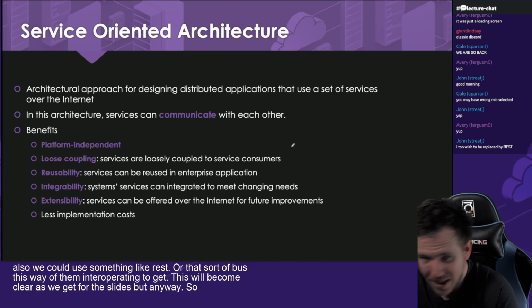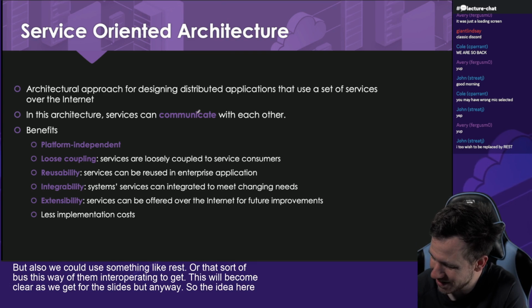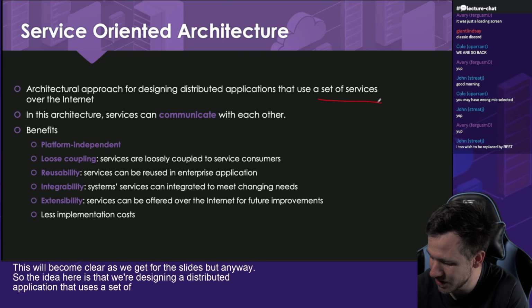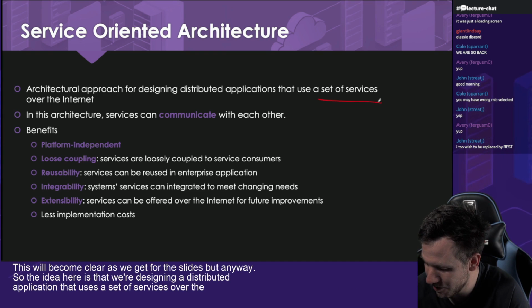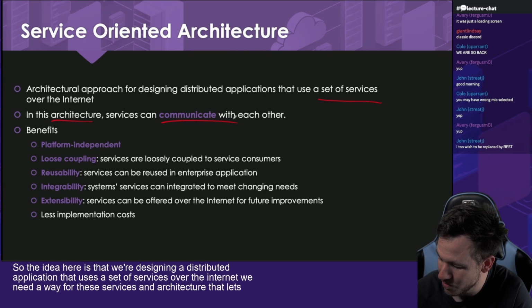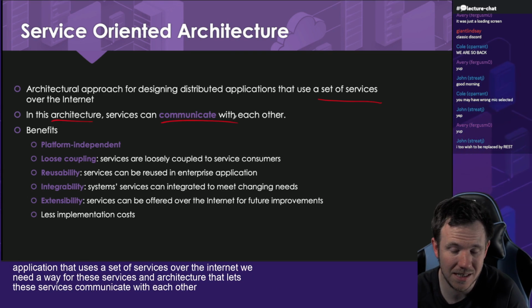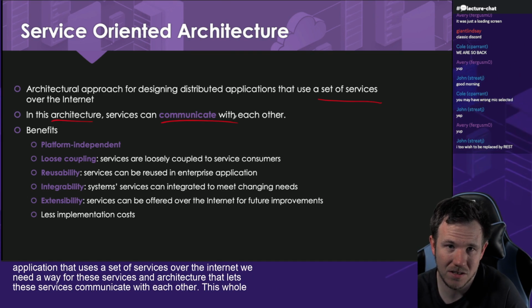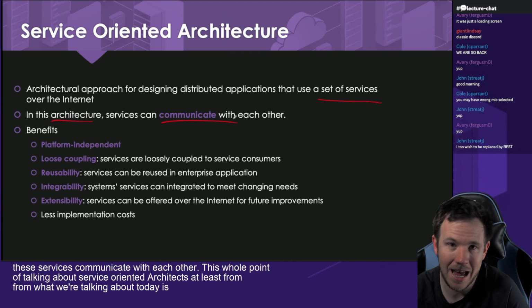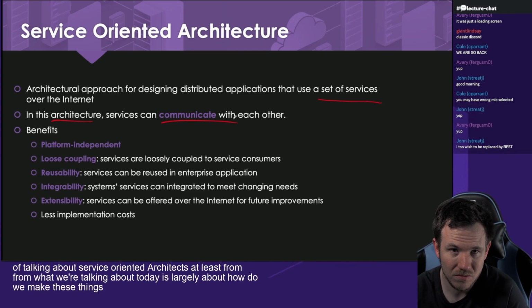So the idea here is that if we're designing a distributed application that uses a set of services over the internet, we need a way for these services, an architecture that lets these services communicate with each other. This whole point of talking about service-oriented architecture, at least from what we're talking about today, is largely about how do we make these things communicate.